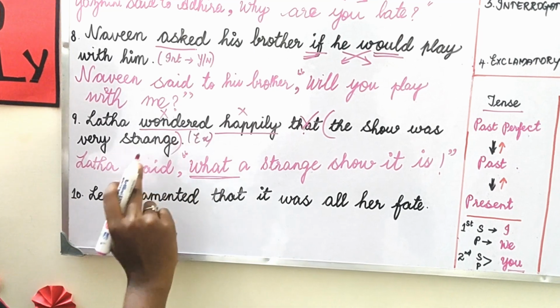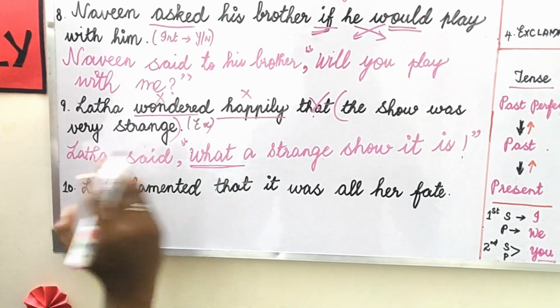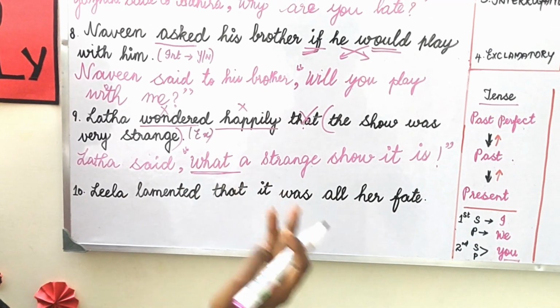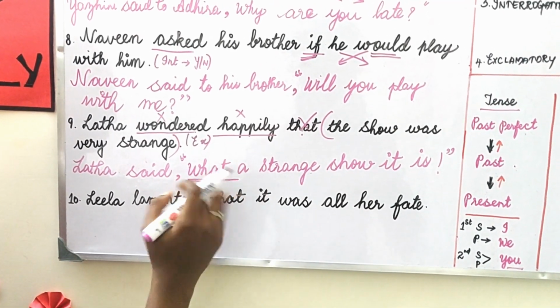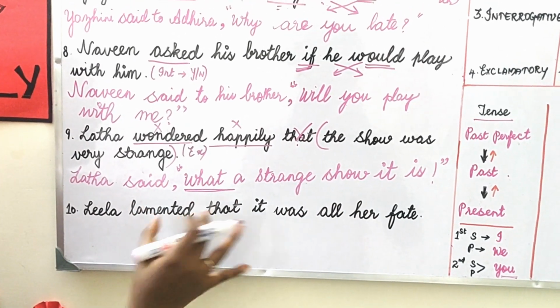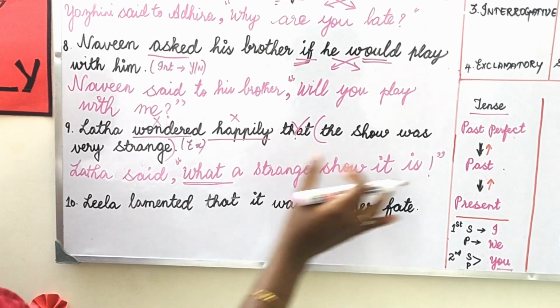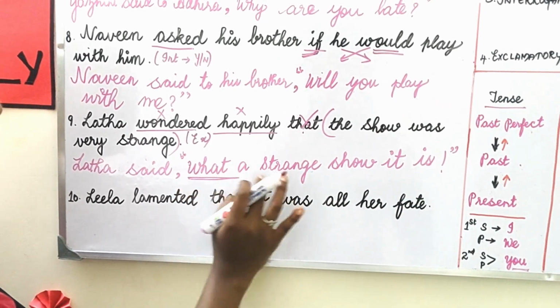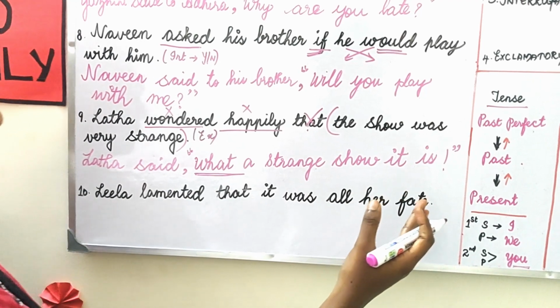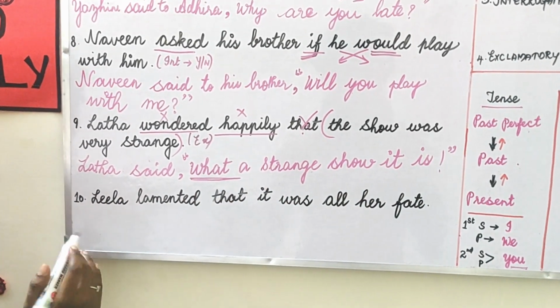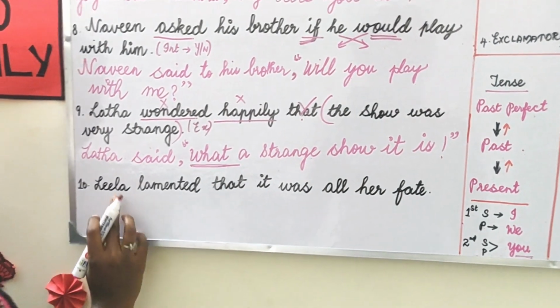So if you have watched that exclamatory sentence from direct to indirect, you might have noticed I have removed words like what, oh, alas, hooray. So such words I have removed, and now you are adding those words. So what I have added, and what's the thing? What's the content? A strange show. So what a strange show it is. So this is the direct expression. Fine. Next sentence and the final sentence.